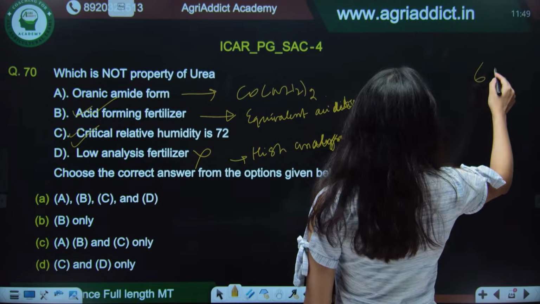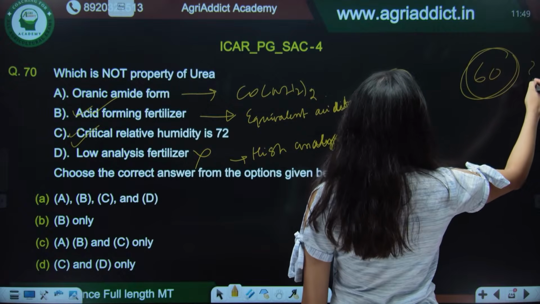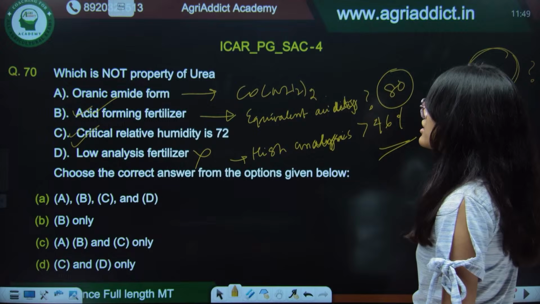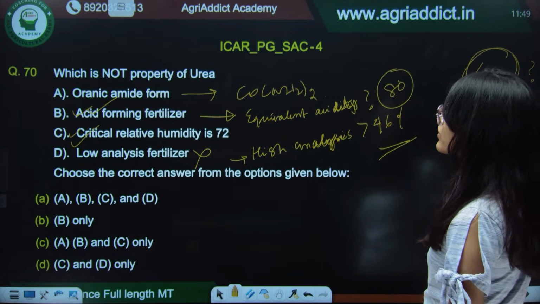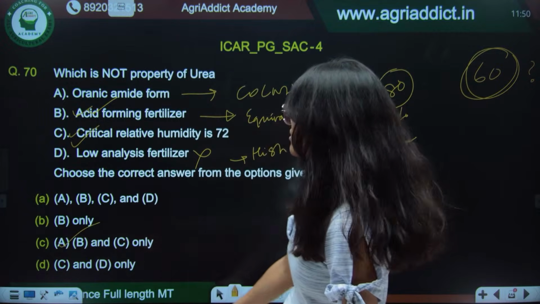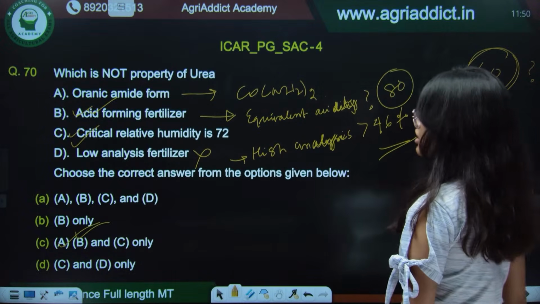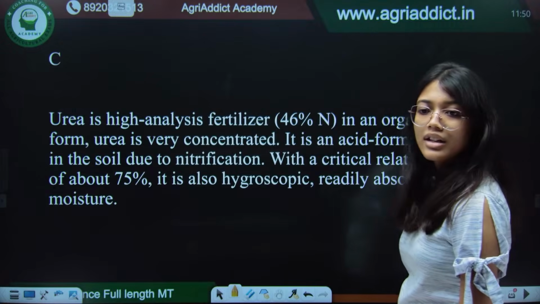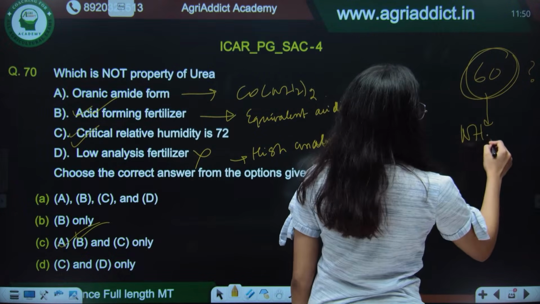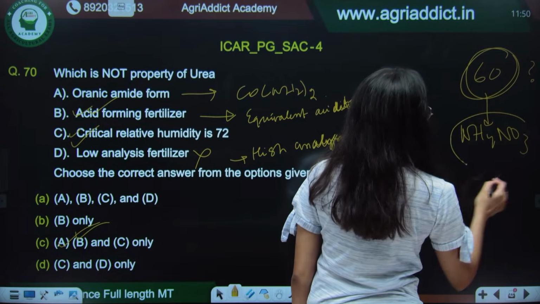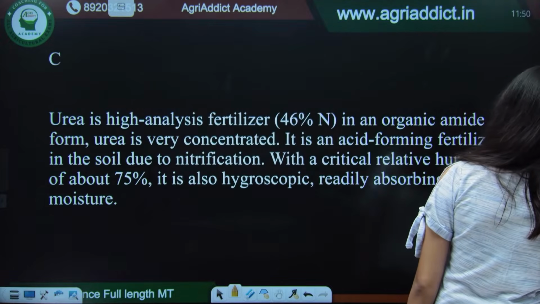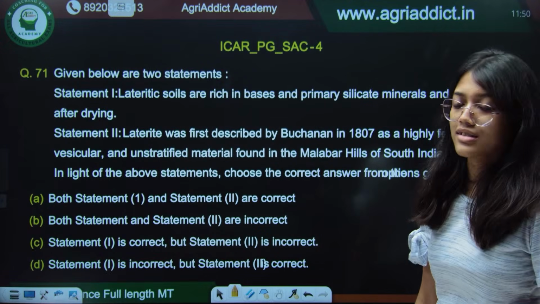And which of the following fertilizers has an acid equivalent of 60? 60 is for which fertilizer? That also you have to comment. So, ABC will be the correct answer. Okay. Not option number D. Clear? Got it? So, which of the following fertilizers has 60? It is ammonium nitrate. Okay. Always read the different acid equivalents of the different fertilizers mentioned.